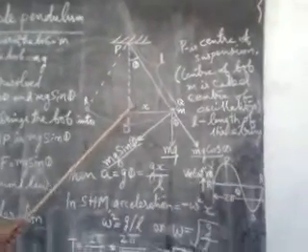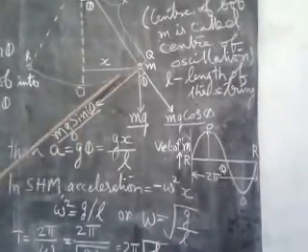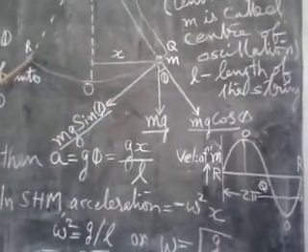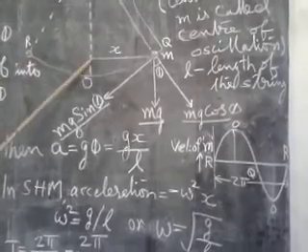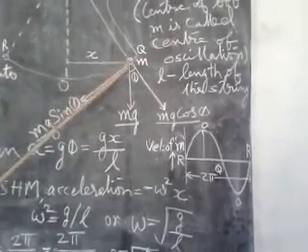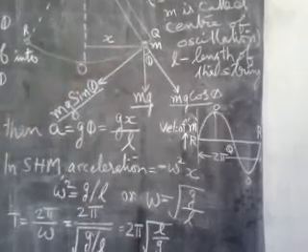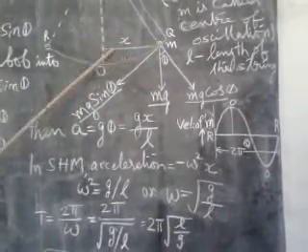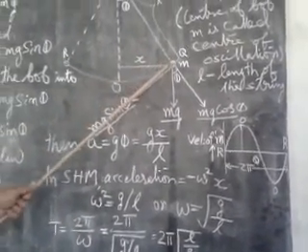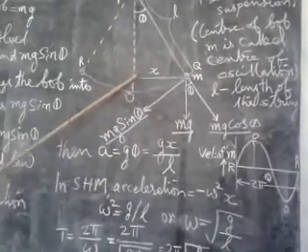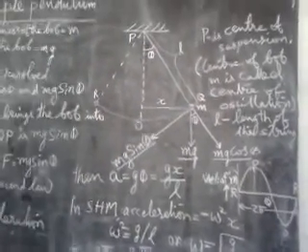So when it is displaced to this point, it has a different velocity, and velocity decreases away from the mean position. So it has a simple harmonic motion. So the rules behind simple harmonic motion also hold good in the case of a simple pendulum.